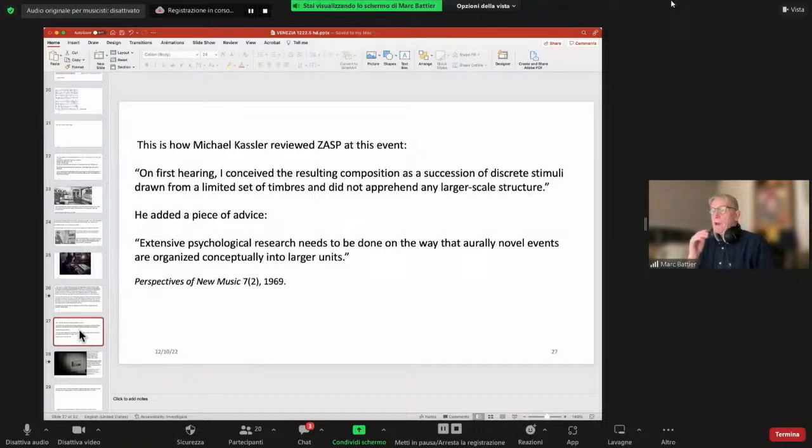So this is how Michael Kessler reviewed that piece at this event. On first hearing, I conceived the resulting composition as a succession of discrete stimuli drawn from a limited set of timbres and did not apprehend any larger scale structure. And he added a piece of advice: extensive psychological research needs to be done on the way that aurally novel events are organized conceptually into larger units.